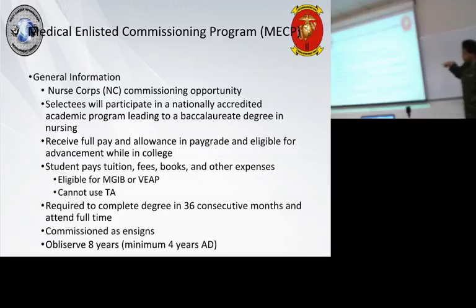Alright. So you're required to complete your degree in 36 consecutive months and be a full-time student, and then once you're done, you get commissioned as an Ensign. So sometimes with the 36 months, I know a lot of sailors, they'll come to me and say, hey Chief, I wanna do MECP, but they just started college.